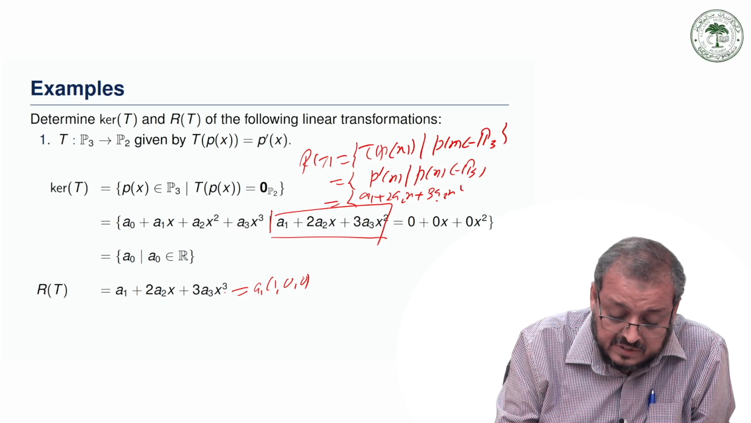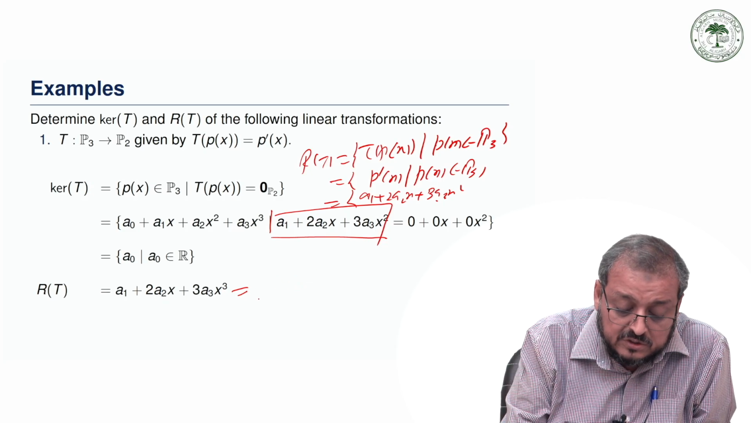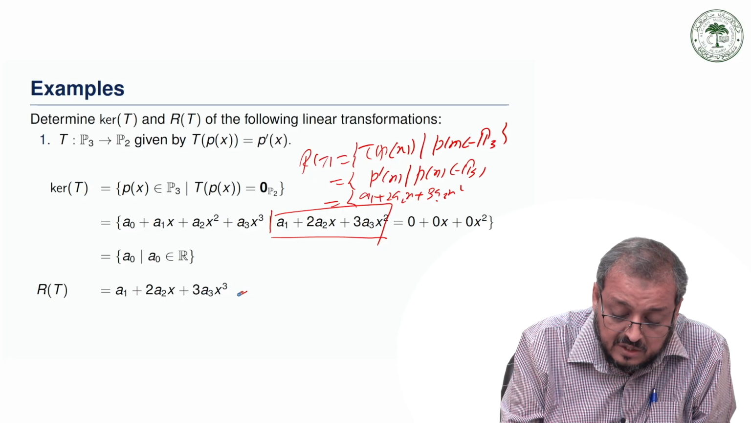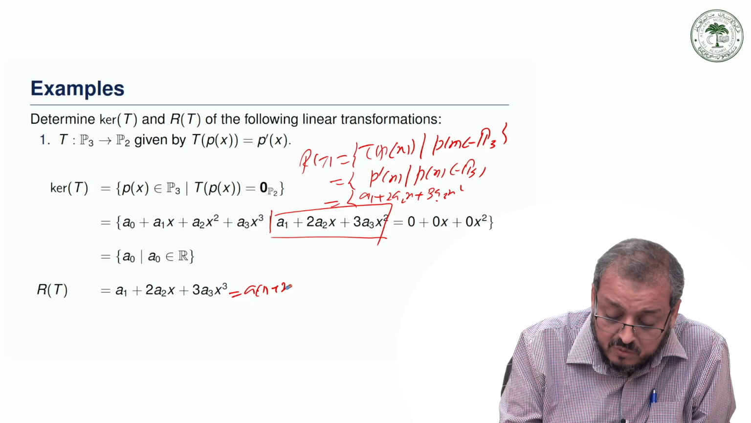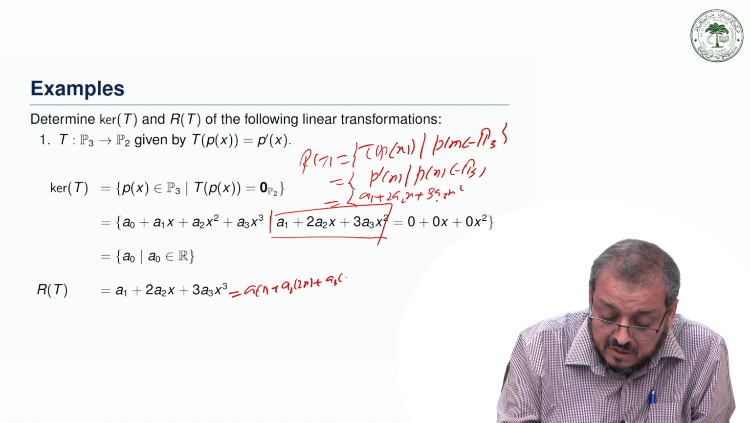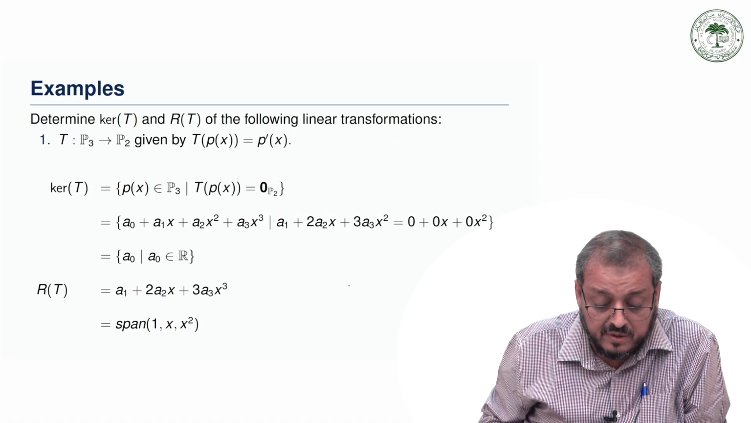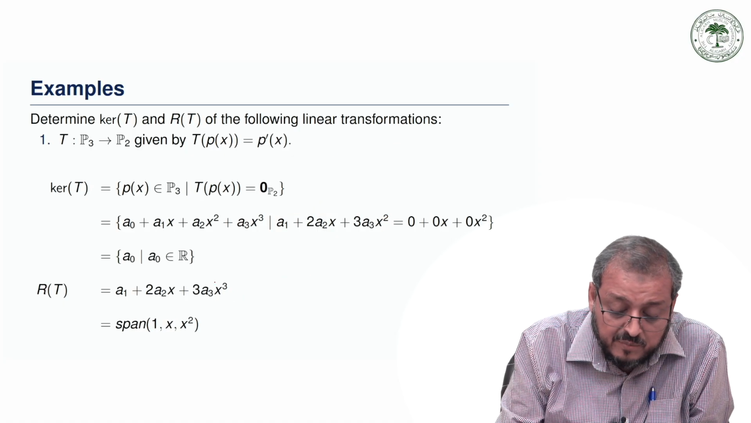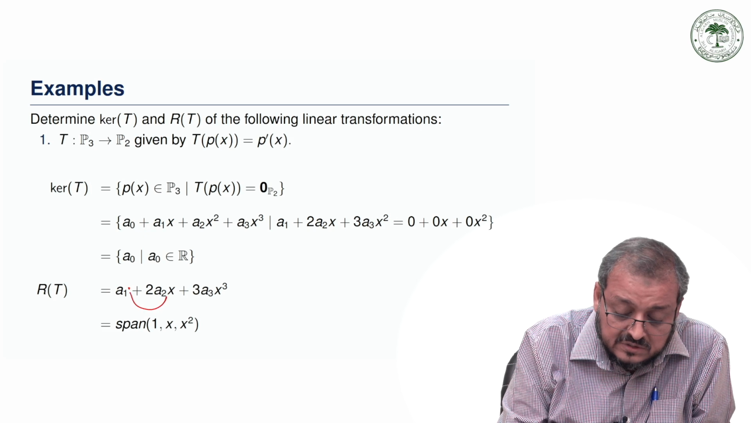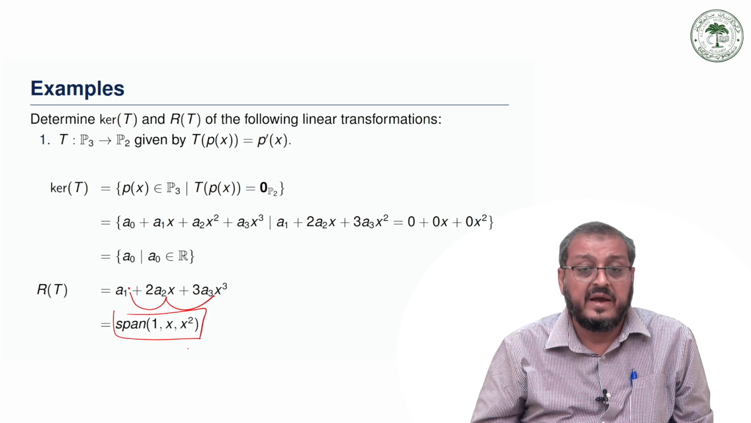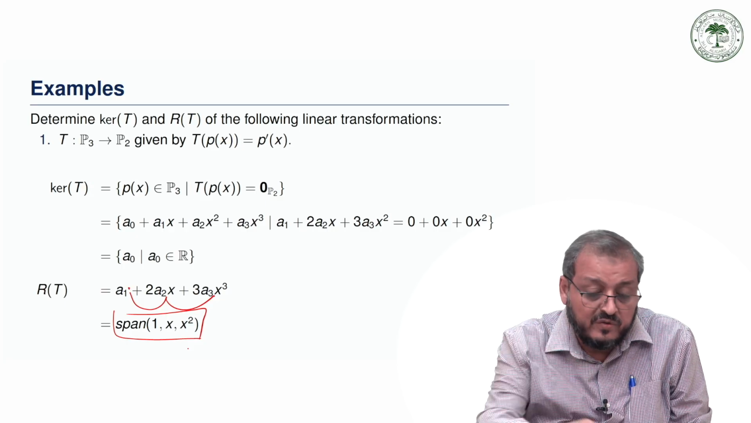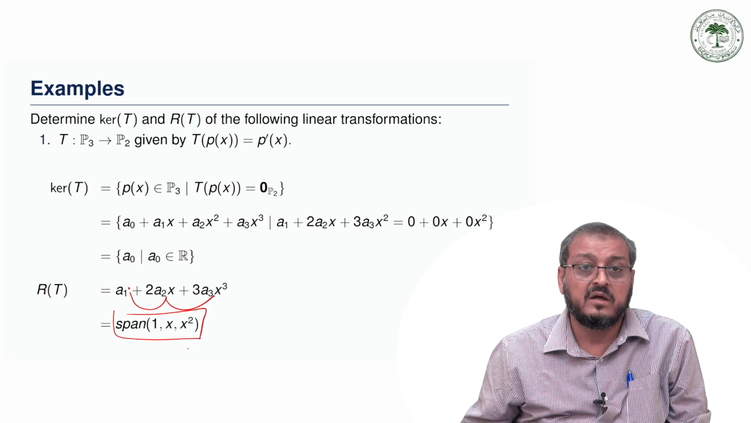Just take this because it's a polynomial form. So this can be written as a1 times 1 plus a2 times 2x plus a3 times 3x squared. What this means is that it can be written as a linear combination of the elements 1, x and x squared. So R(T) is equal to the span of 1, x and x squared. This way we can calculate the range, the kernel and the rank of this linear transformation.